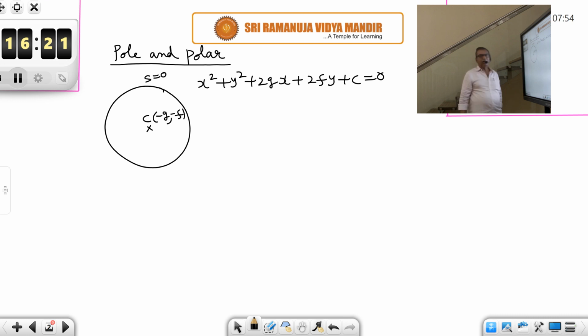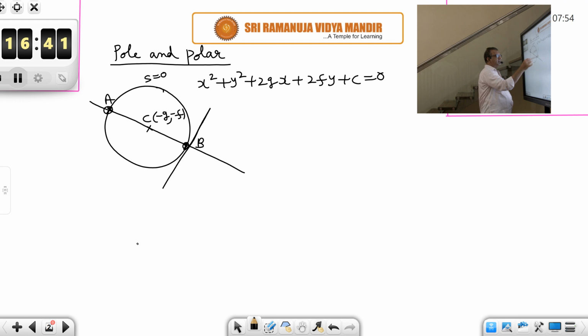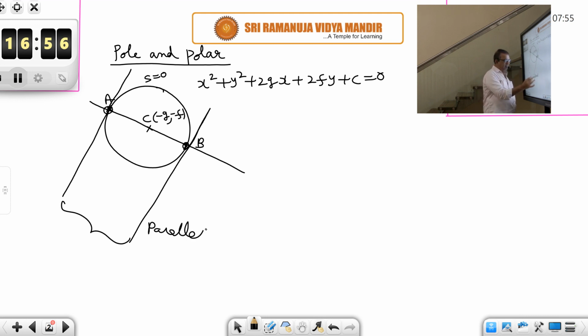So what is the definition of polar? If I want the polar of a point, what should I do? I should draw a line through that point intersecting the circle at 2 points. Through the center, if I draw a line, then it is called a diameter of the circle. So therefore A and B are endpoints of the diameter. At these 2 points I have to draw 2 tangents, which are going to be parallel, because the tangents at the endpoints of diameter are parallel. Their point of intersection is Q and the locus of Q is polar. But here these two are parallel and there is no point of intersection.